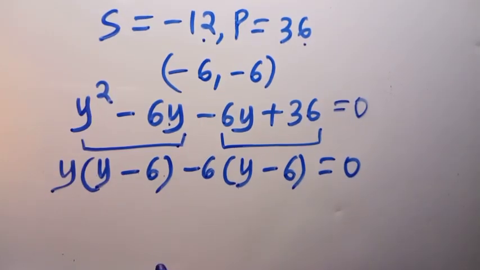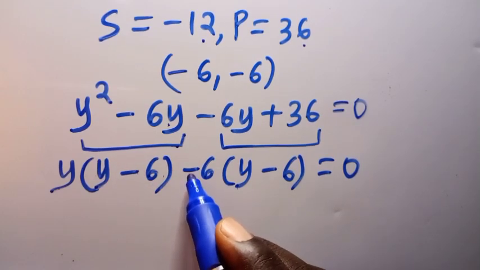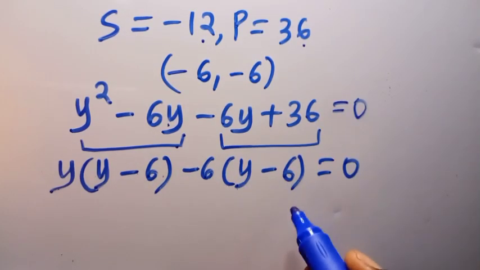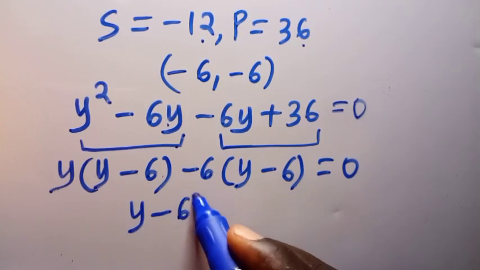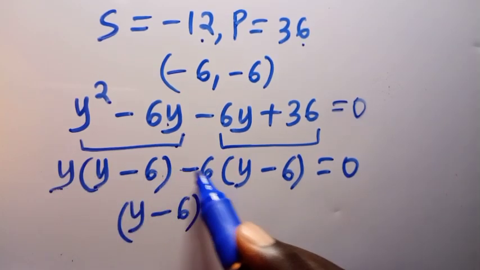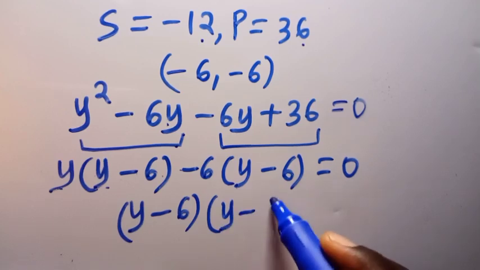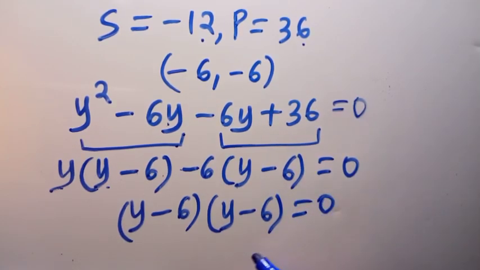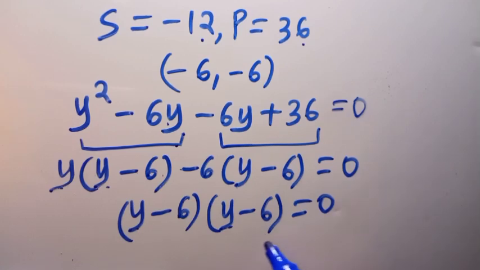Now, this is what I will have: y into y minus 6, close the bracket, minus 6 into y minus 6 equals to 0. Now, this is y minus 6, and this is y minus 6. This one and this one are common, and therefore I will take 1, that is y minus 6 equals to 0. That means y minus 6 is 0.